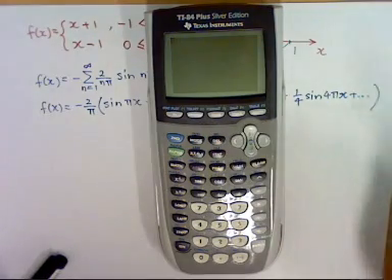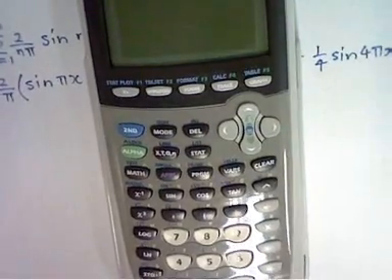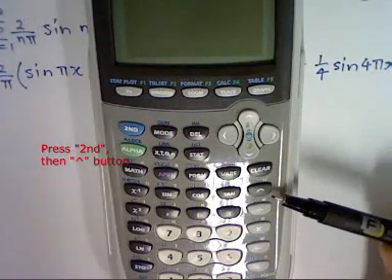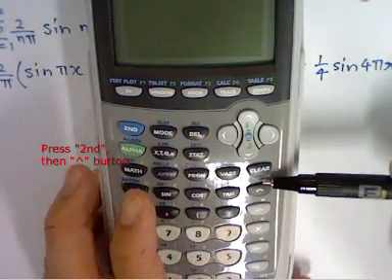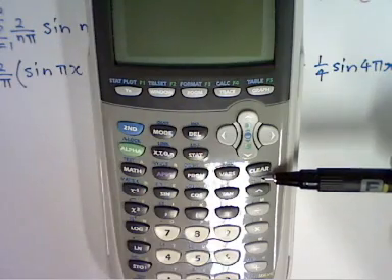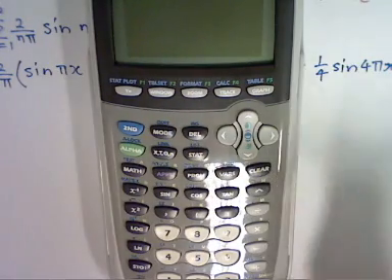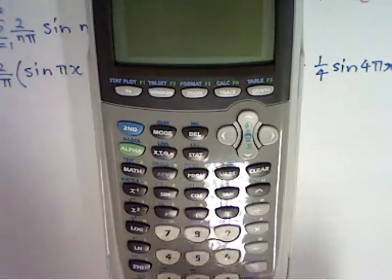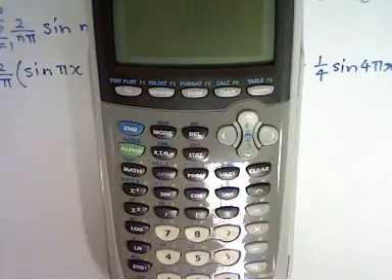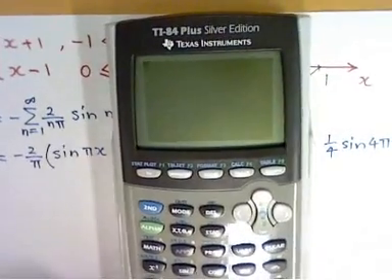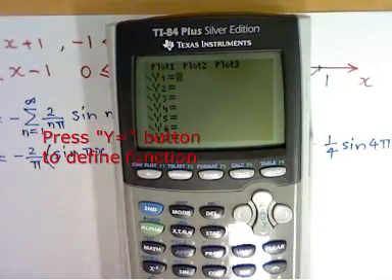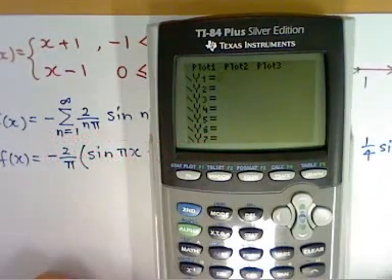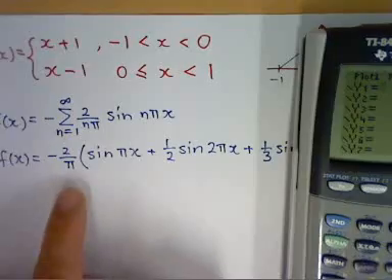Bear in mind that when we need to key in pi, we will need to use second, and this button here, the blue one, where pi is written. And if we need to key in x, we use the x button. Okay, with that, let us define our function by pressing the y equals button, and we're going to key in this function term by term.